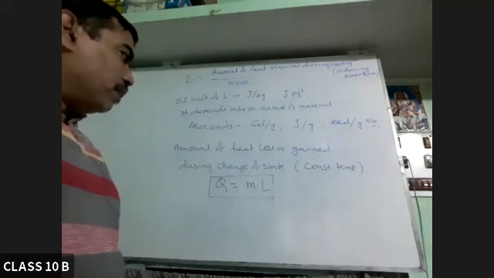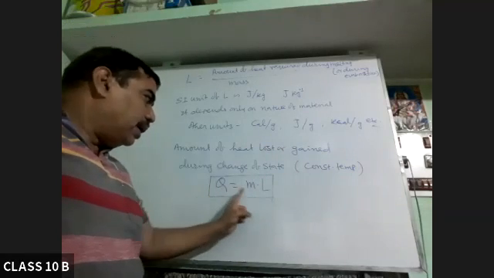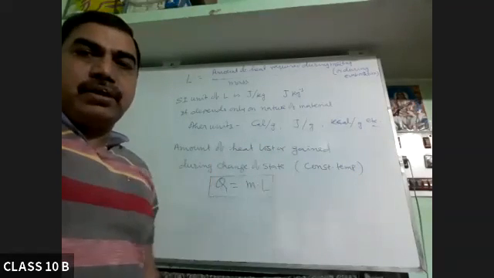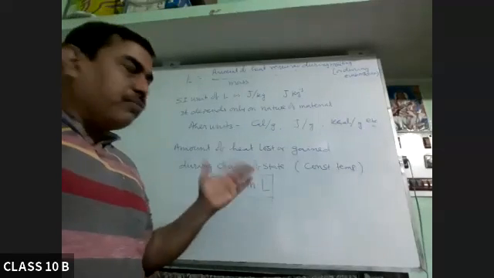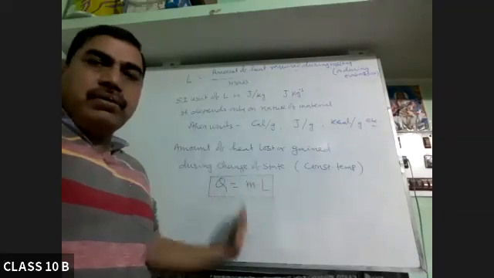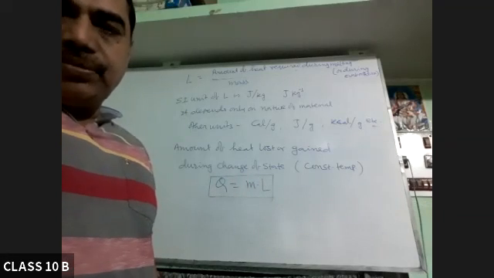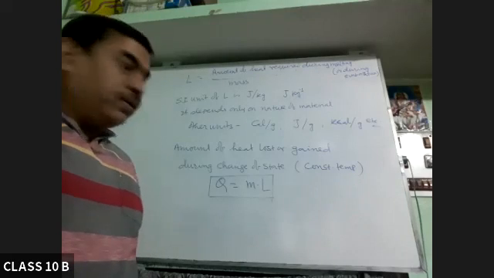So only two formulas will be there. That is, one will be mass into specific heat capacity into change in temperature, and other is mass into specific latent heat of fusion or melting or vaporization. If vaporization is not there in the syllabus, then only latent heat of fusion will come. Okay, so we'll leave up to here.